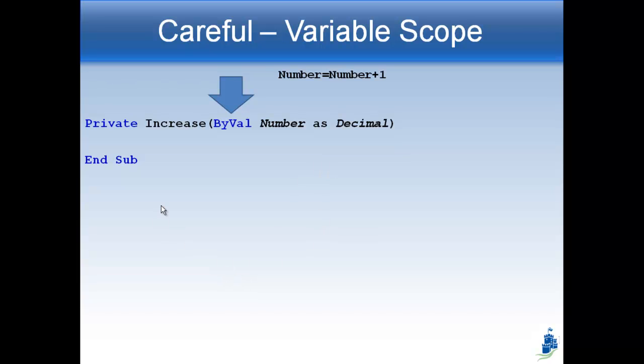Remember, I'm forgetting to write sub there, and say increase, because this is going to increase our thing by 1. And then we pass it 1 argument. We'll call it number as a decimal, and we'll say number equals number plus 1. Okay, so here we have our subroutine, and all it does is take 1 argument and increase it by 1. It's called number.